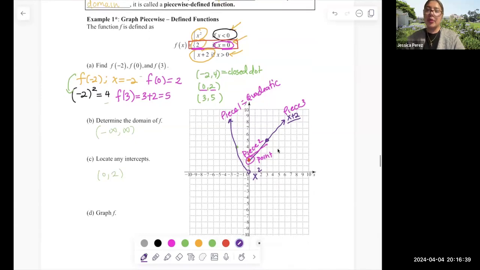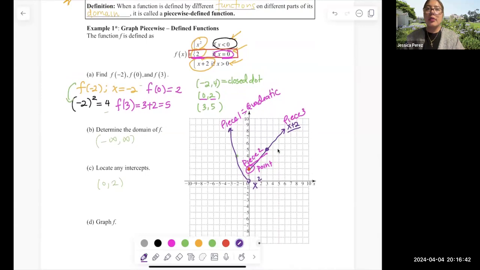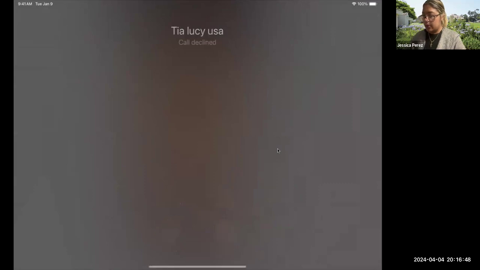Questions on example 1? How do they have a different shape depending on the domain? That's important. Sorry about that.